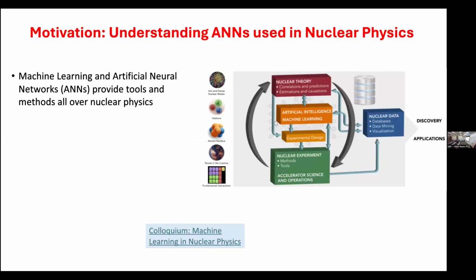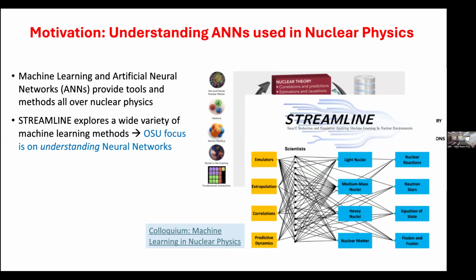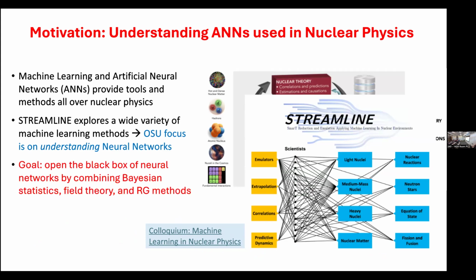So just to start with, as we all know, otherwise we wouldn't be here, machine learning and artificial neural networks give us a lot of different tools and methods for analyzing nuclear systems, not only in new ways, but improving upon existing methods. And over at OSU, one of the things we're really interested in is understanding how neural networks work, and basically trying to open up this black box and understand what's going on in there.